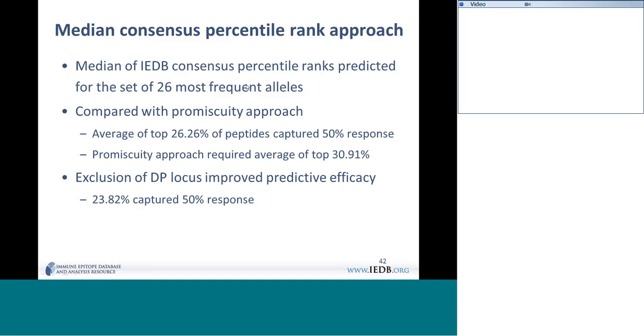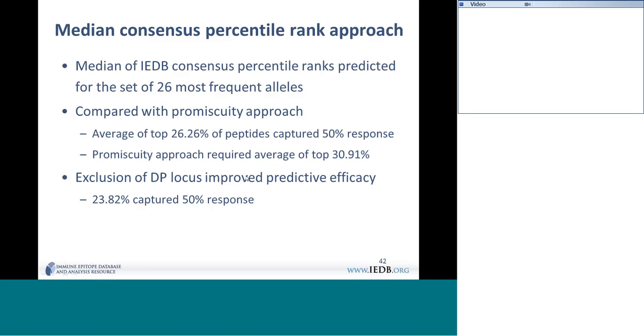First we used the donor alleles, the alleles expressed in the donor, and we also used the 26 most frequent alleles that I showed a couple of slides earlier. We found that this approach, the median IEDB consensus percentile rank predicted for the set of 26 most frequent alleles, was 5% better than the promiscuity approach. What I mean by that is that the top 26% of the peptides using the median consensus percentile could capture 50% of the immune response, whereas the promiscuity approach requires around 31% of peptides.